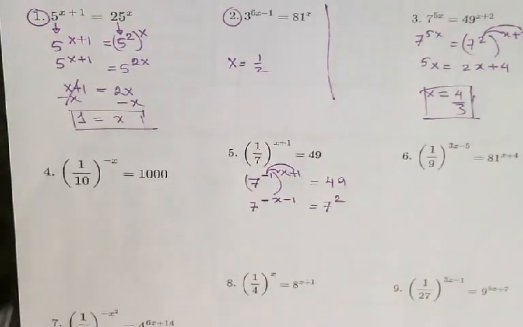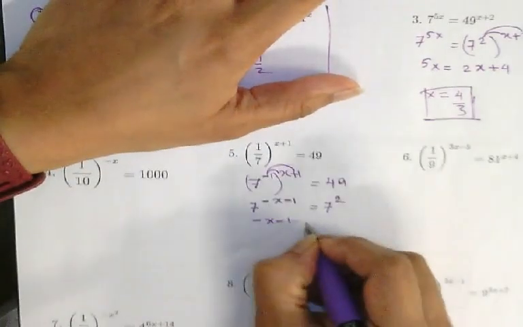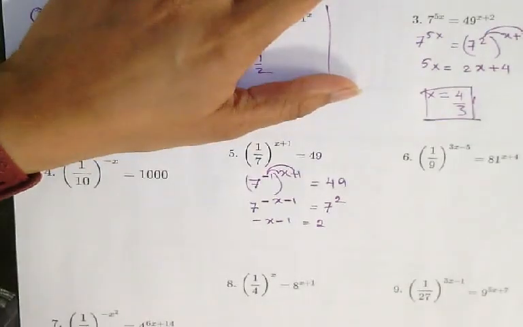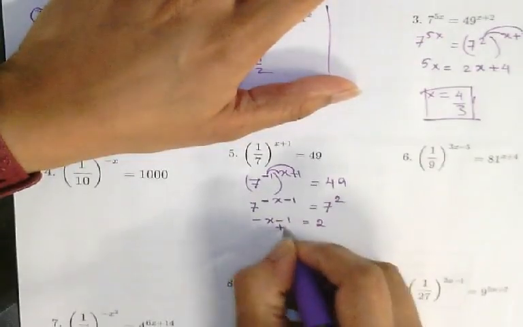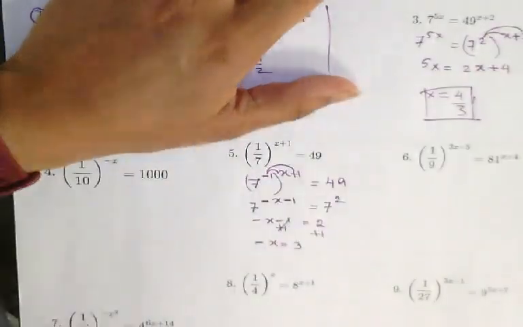Is everybody with me? Give me a thumbs up. We good? Great. Now we're going to get rid of the base because they're the same base. Negative x, -1 is equal to 2. Let's add 1 on both sides. What can I do now?